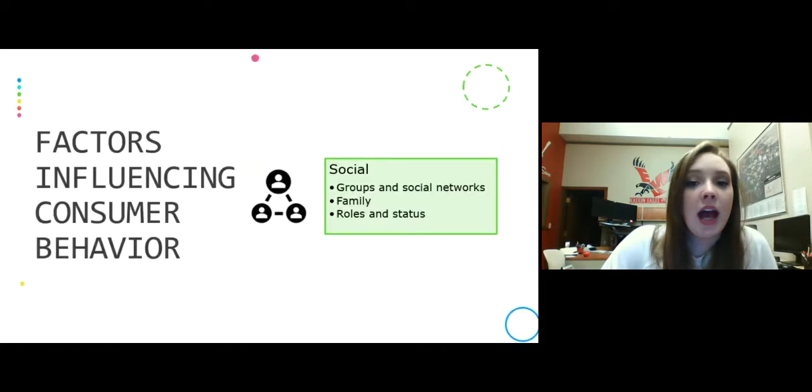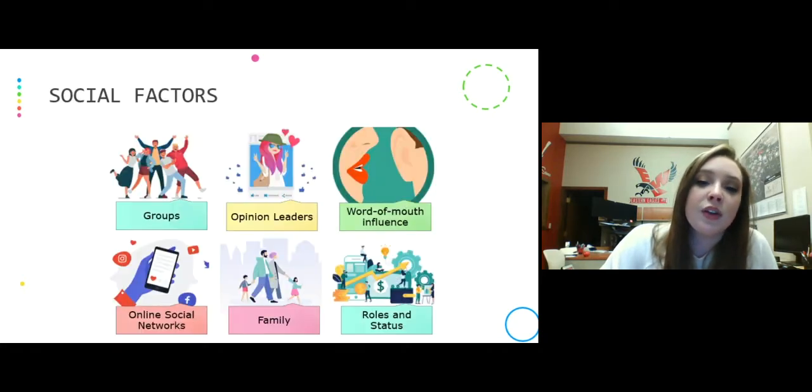So next we have a social factor. So our social factors are groups and social networks, family, and roles and statuses. So there's actually 6 categories in social factors.